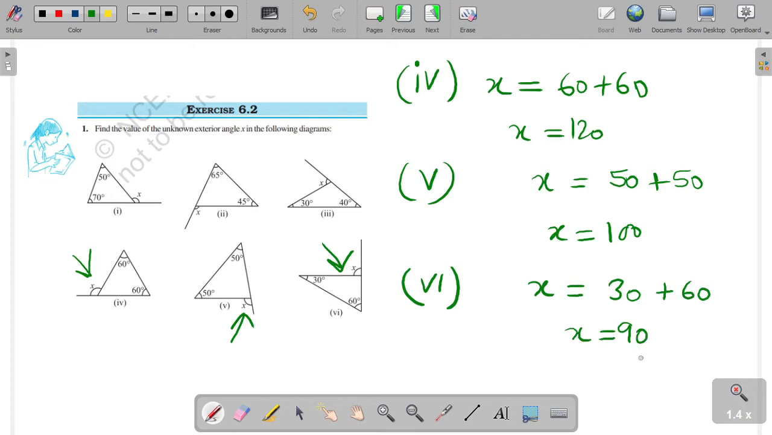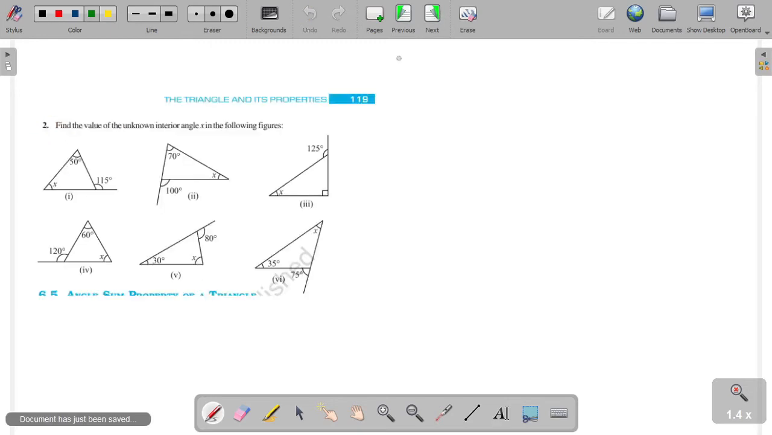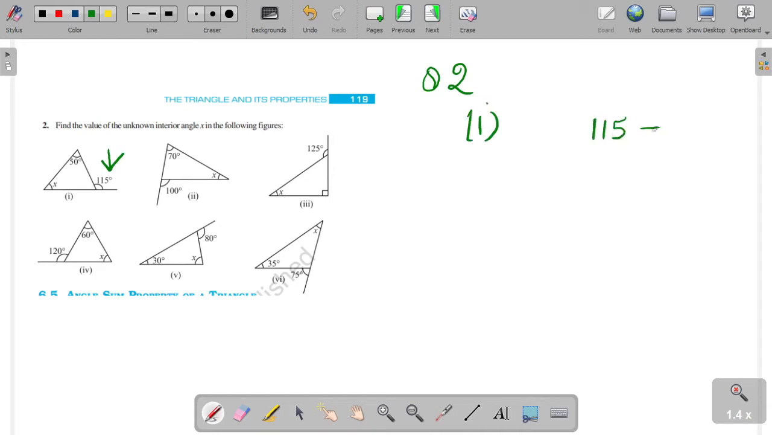This is 6.2, question number 1. Now we move to question number 2. In question number 2 also, here you can see this is an exterior angle. So in the first part we can see 115 is equal to x plus 50.